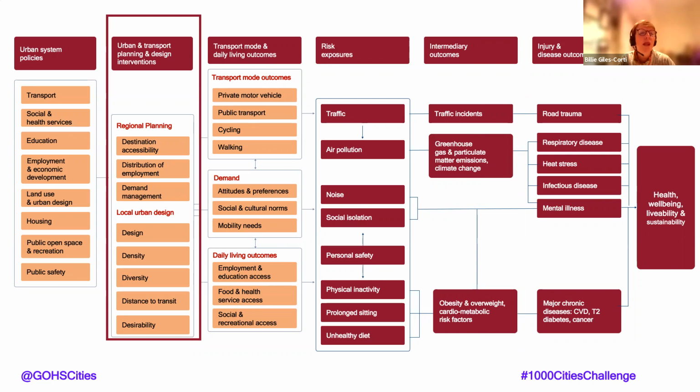Now, we identified 8 urban system policies, and these all work together to create 8 transport and urban planning interventions that encourage active transportation and decreased driving. We call these the 8 Ds.